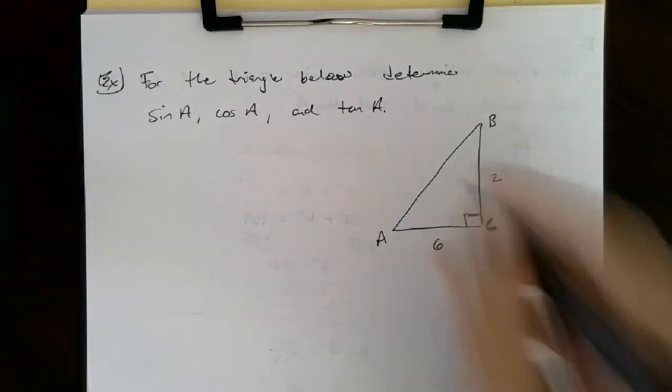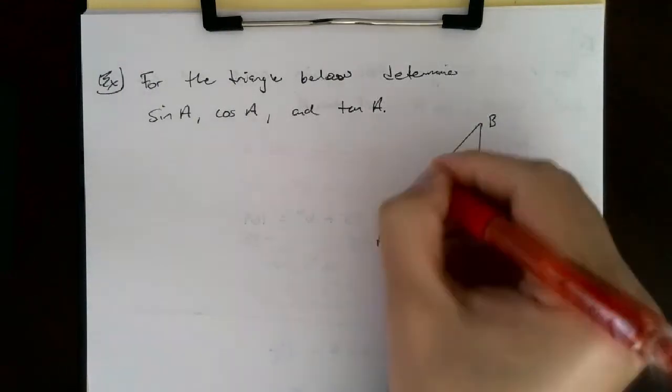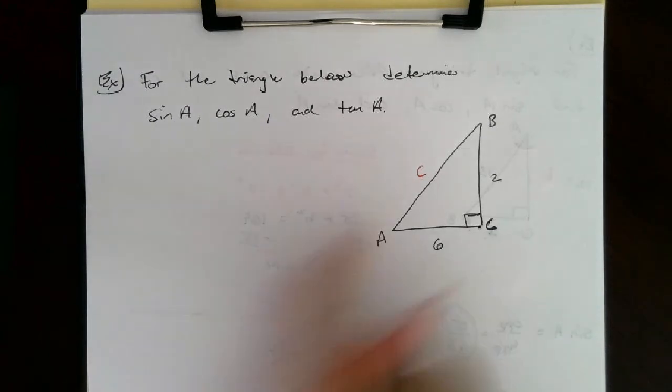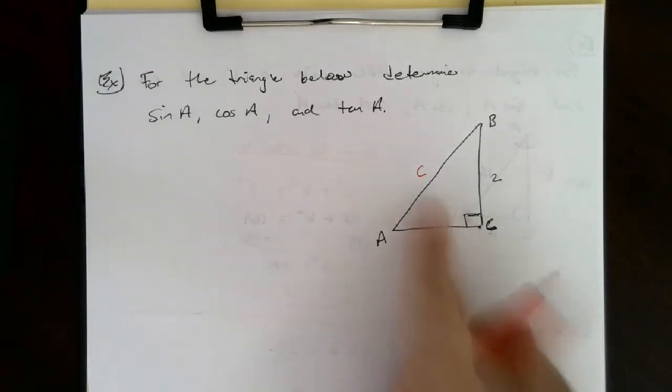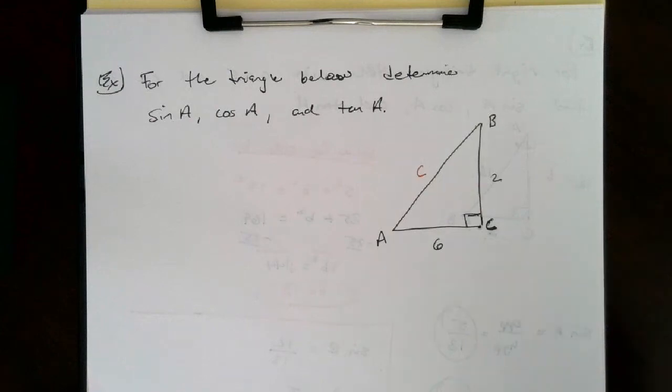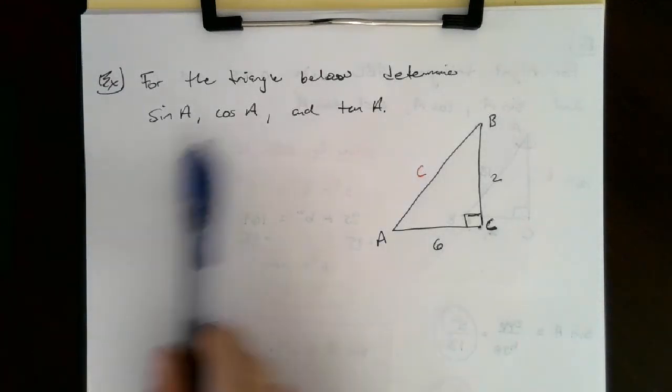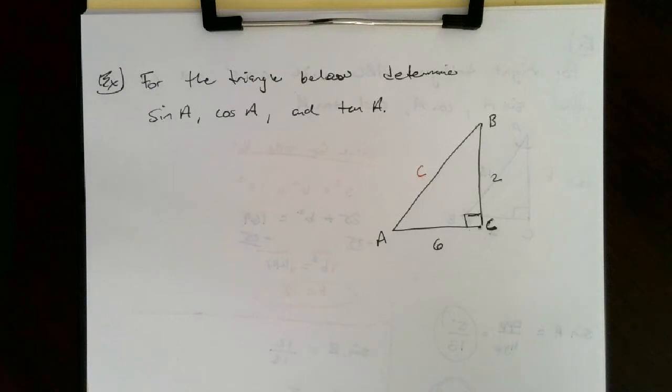And then I'm going to leave this as C. Lowercase c here, right? It's opposite the hypotenuse. Now, if I didn't write anything there, you would still have to label it yourself. You could call it x, call it whatever you'd like. So for this triangle, we're trying to find sine A, cosine A, and tangent A. Now, you might want to pause this and try it for yourself. But what would you do first?